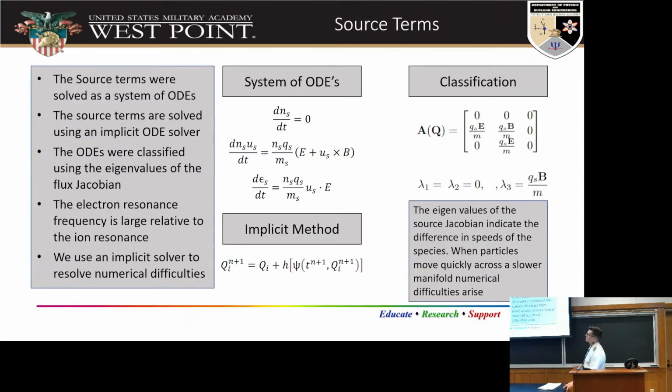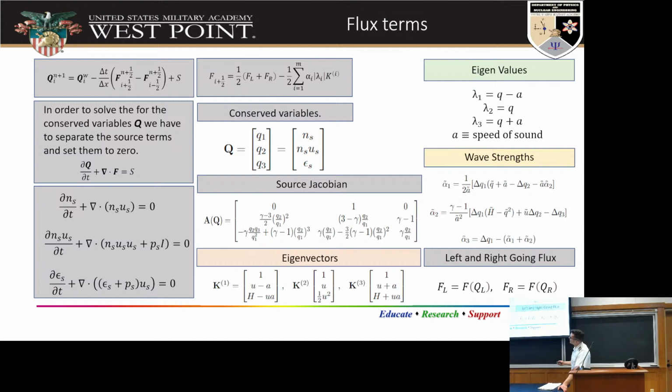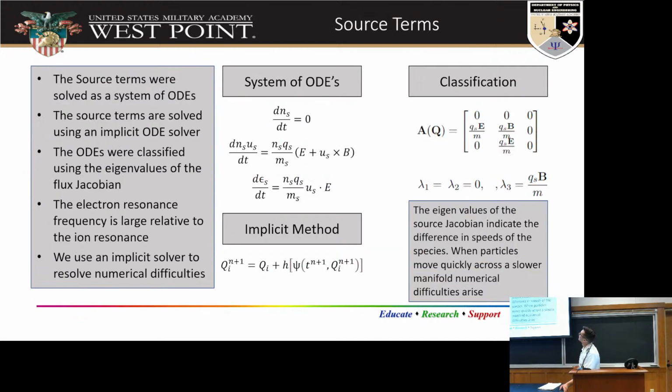Moving on to the source terms, one thing to note is that we set the source terms to 0 and solve for just the advection terms for our flux here for the conservative form. For the source terms, we did the opposite. We set our flux terms equal to 0 and cast it as a system of ODEs.